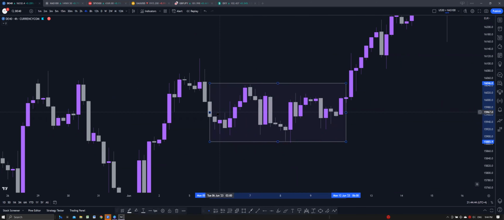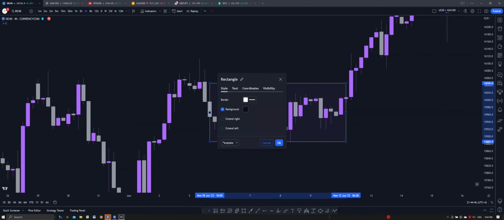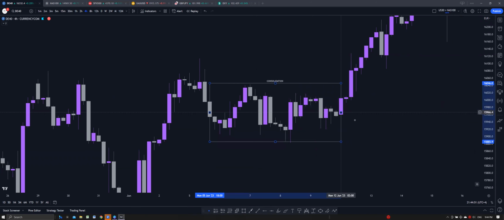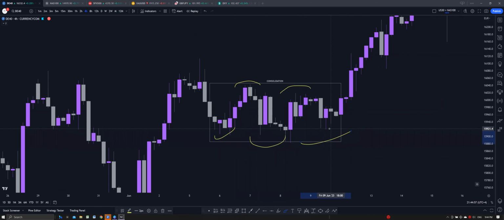Right, this is a consolidation zone. Actually, let me mark it out there. This is consolidation, right? And why is this consolidation? We see a high, a low, a low, a low. Eventually, we see a new lower high, right?